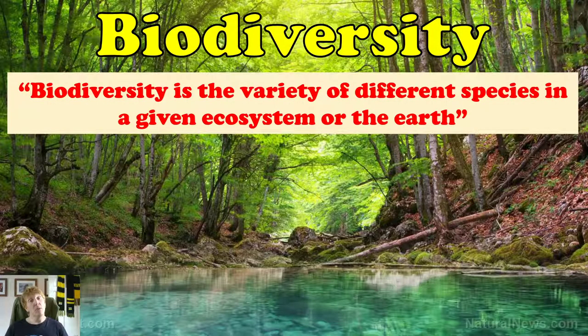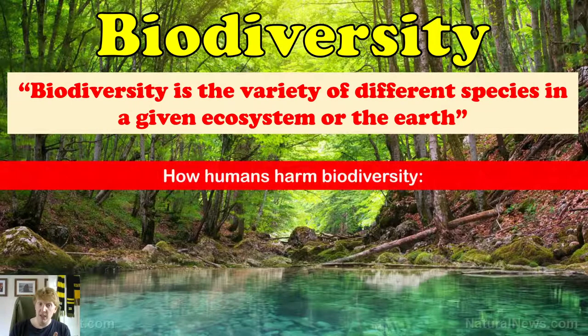All right, so biodiversity then. Biodiversity is the next part of the ecology unit. And biodiversity is the variety of different species in a given ecosystem or the Earth, right? It's basically the number of different species in a particular ecosystem, in a particular area, okay? If there's lots of different species, that's a high biodiversity. If there's only a few different species, that's a low biodiversity, okay? But there's problems here, right?